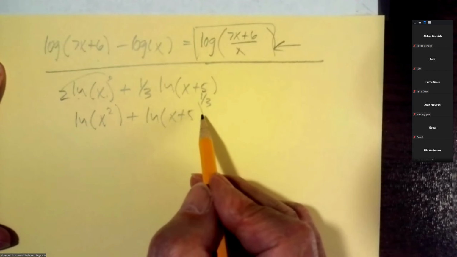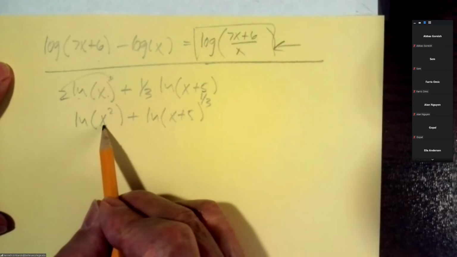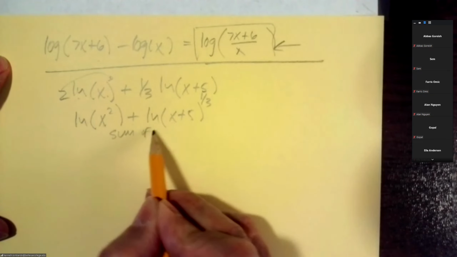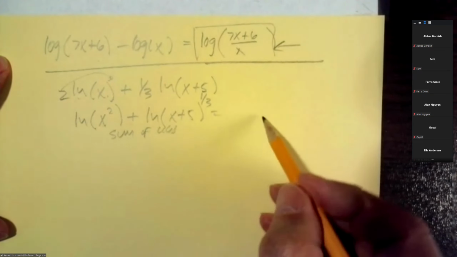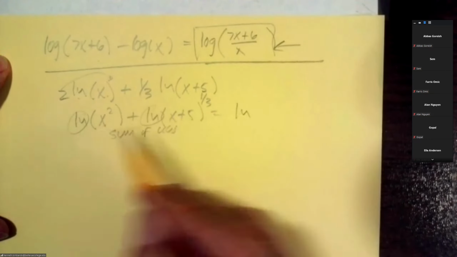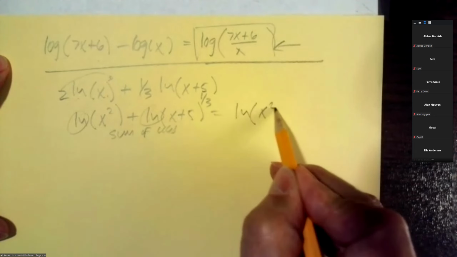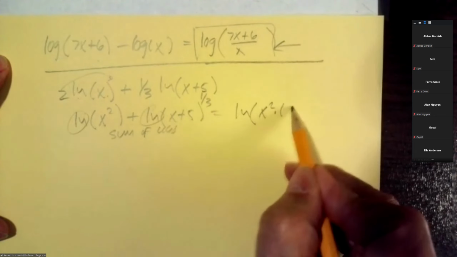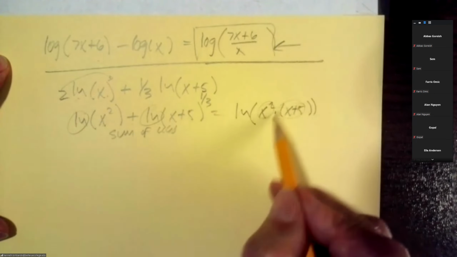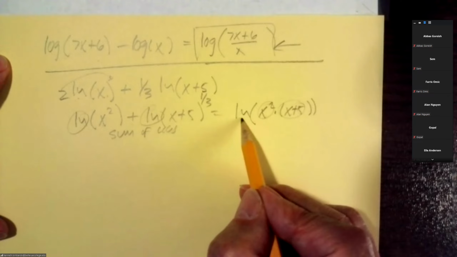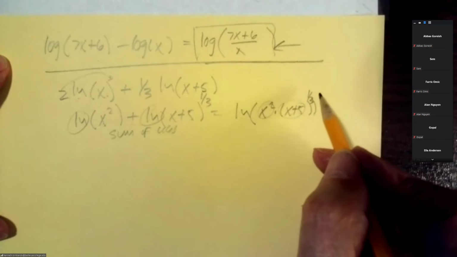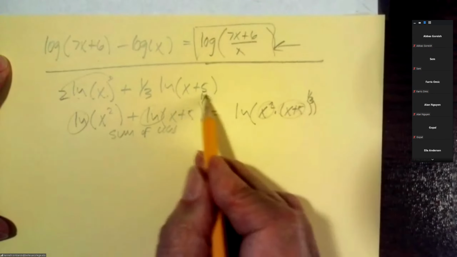Okay. And because we have a sum of logs, that looks like a product, doesn't it? We have the same base. So this looks like the product of x squared times x plus 5. So I've got this quantity times this quantity, and the ln is operating on that. And that's to the 1/3. Okay, this x plus 5 to the 1/3 is this value here.